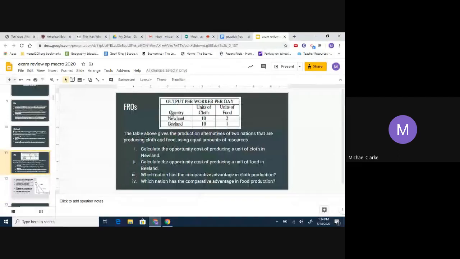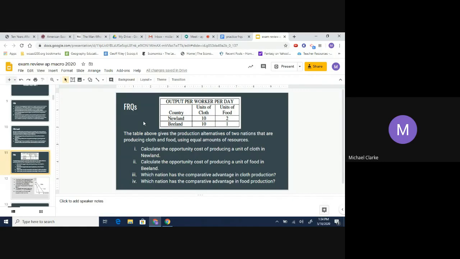All right, so the third question in this set. This is showing output per worker per day. So again, right off the bat, you see something like this, you see a set of numbers, you see a set of countries. What should pop into your head is you're probably going to think, or you should think, this is going to be an opportunity cost comparative advantage question.